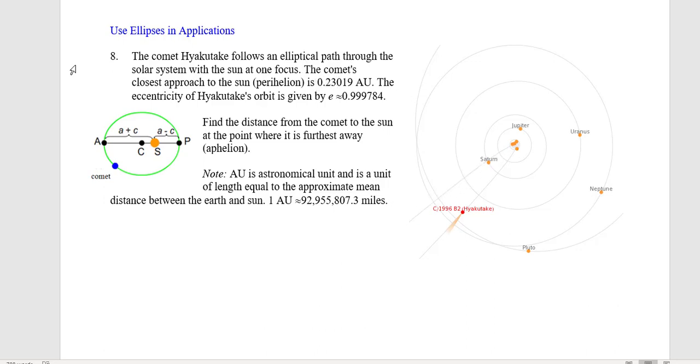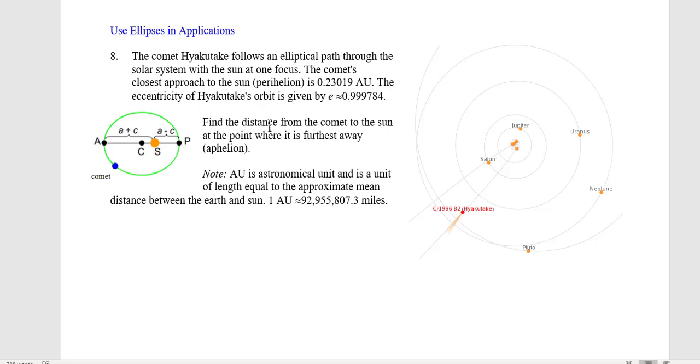So it says the comet's closest approach to the sun, which is called perihelion, is 0.23019 astronomical units, AUs. That's this many miles if we care about it. It's approximately the distance between the Earth and the sun. It's a pretty standard measure for these big distances in solar systems. And we are given also that the eccentricity of this comet's orbit is this number here, very close to 1, right? Which makes sense with what we expect. It's a very elongated ellipse, so very close to 1 in eccentricity.